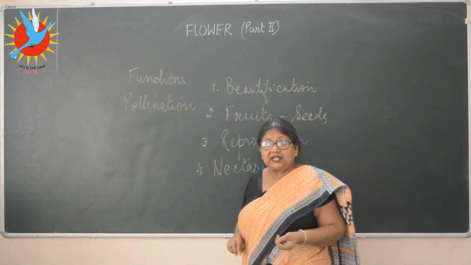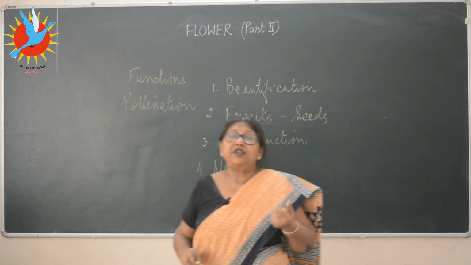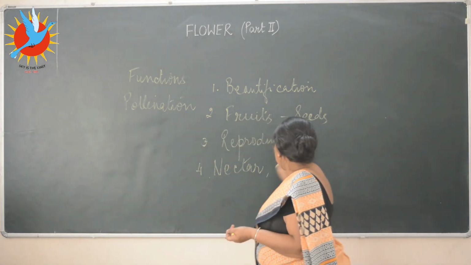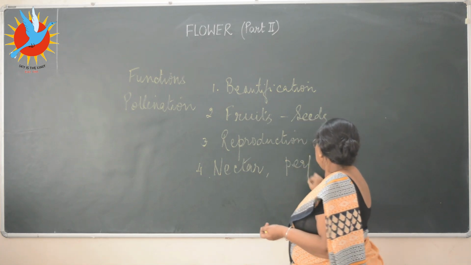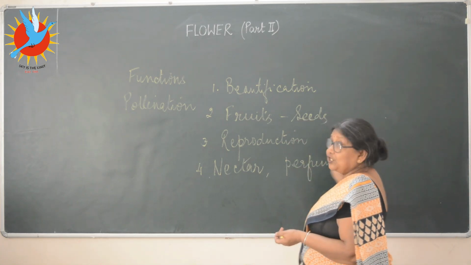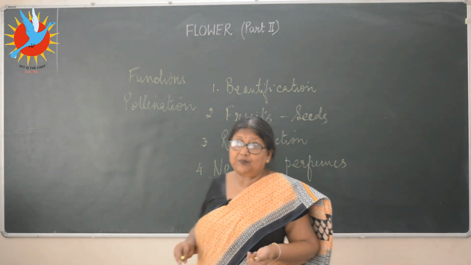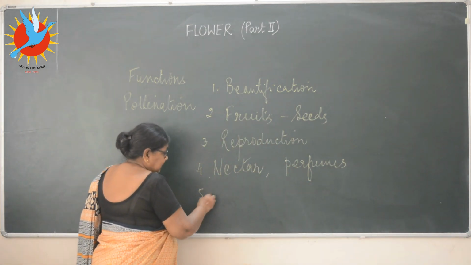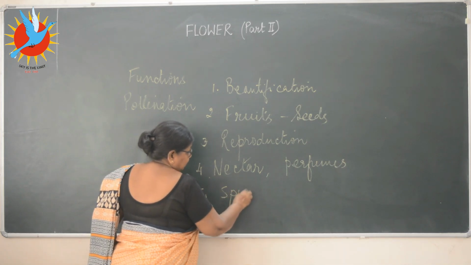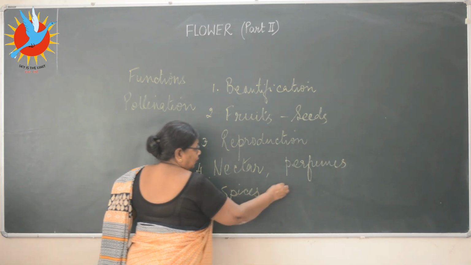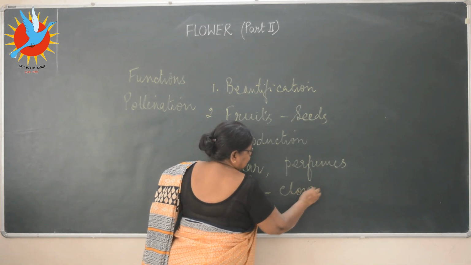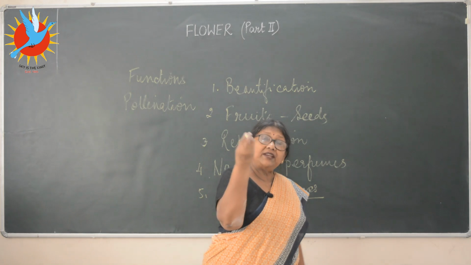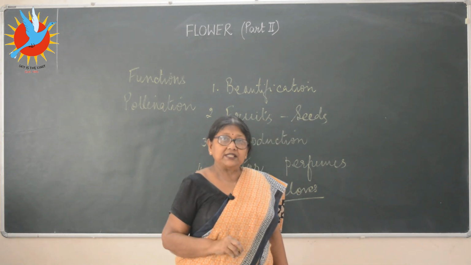Okay, next one, they produce nectar. You know, from the flowers, different types of lotions and perfumes are made. Rose petals are used in food also. And another very important thing, you will be surprised to know, flowers give us spices also. Cloves. Used in garam masala, the cloves, that is the dried flower of the clove plant.